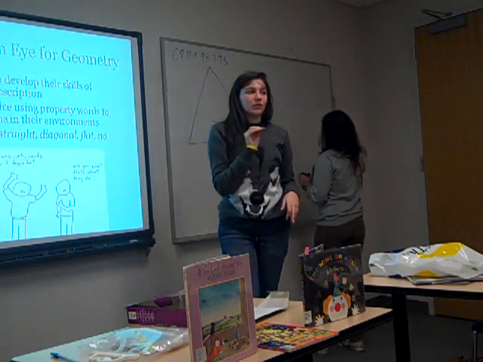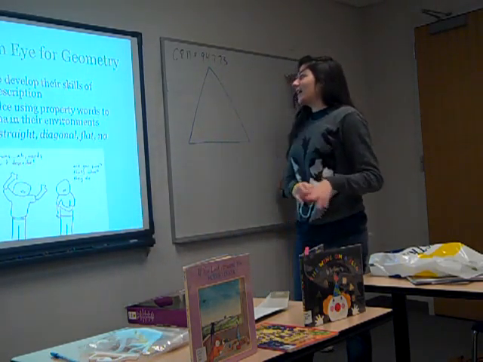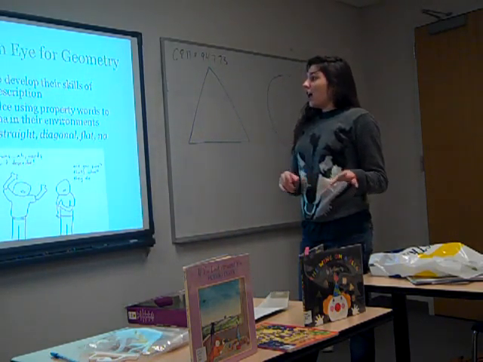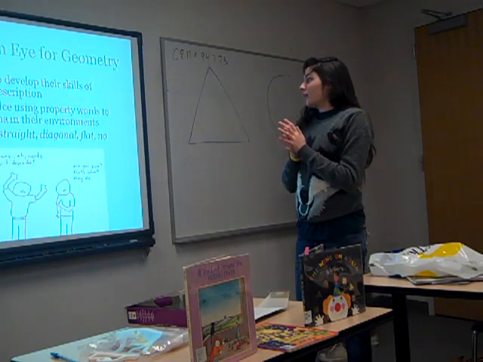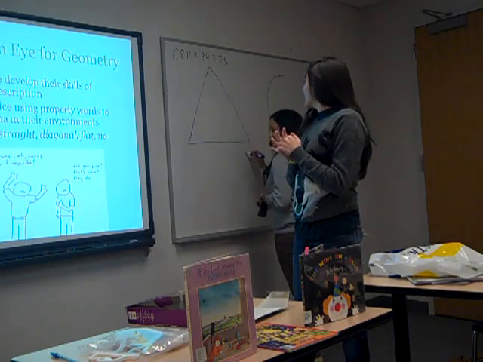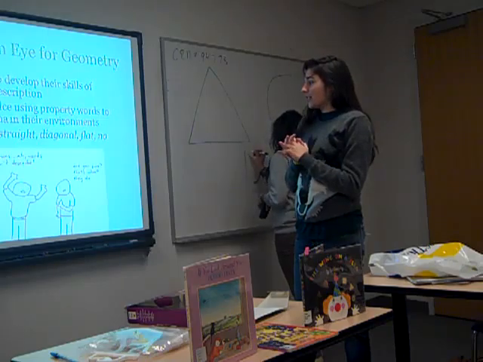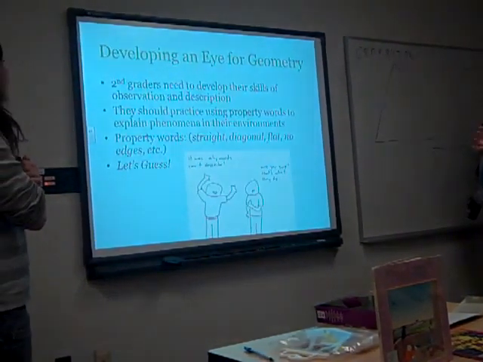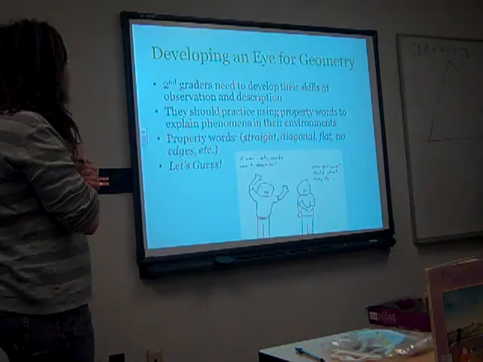Okay, so this is just really short. Developing an eye for geometry. 2nd graders need to develop their skills of observation and description. They should practice using property words to explain phenomena in their environments.